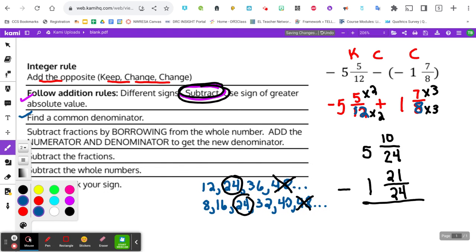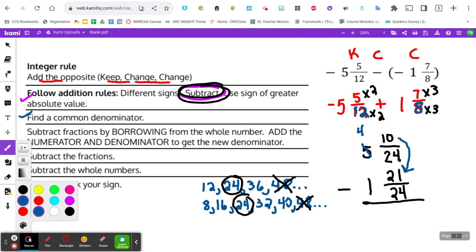Okay, so I try to go 10 minus 21. That's not going to work. So what we're going to have to do is borrow. We come over here and borrow from the 5. That 5 becomes a 4. Now, you guys might be tempted to add a 0 or something to that 10. 100 is not going to work, guys.